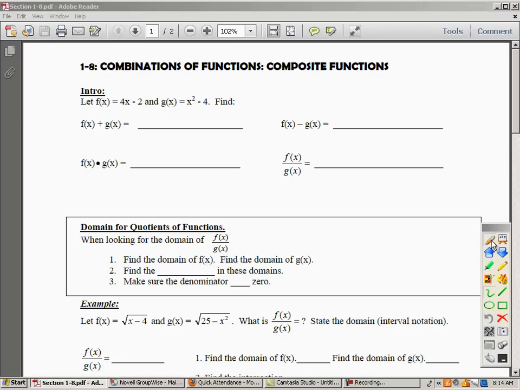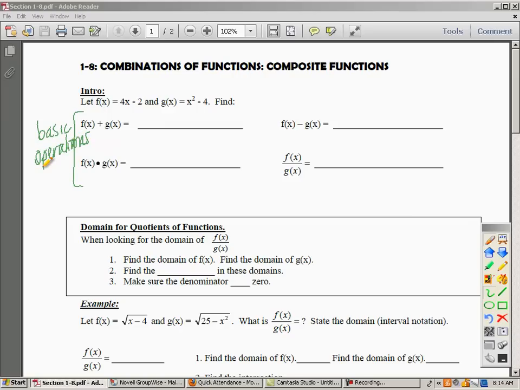So I want to start off today by looking at some basic ideas, and this is going to be the first part of your homework. We're going to ask you for just some basic operations, which just mean add, subtract, multiply, and divide.